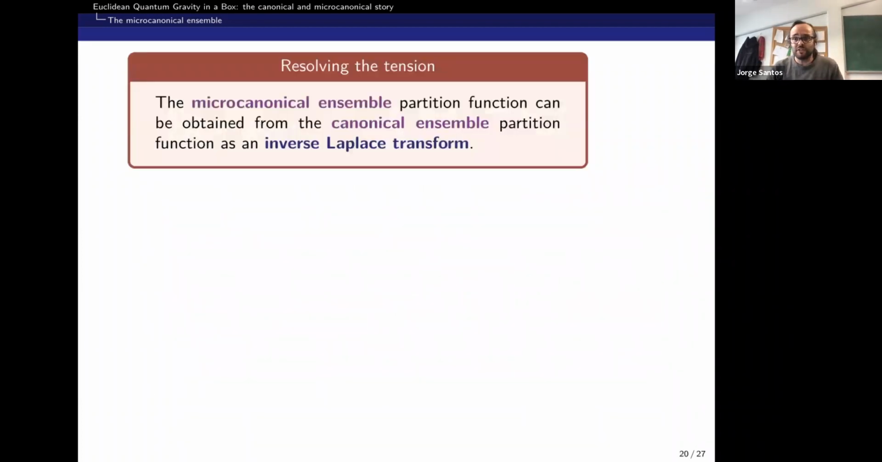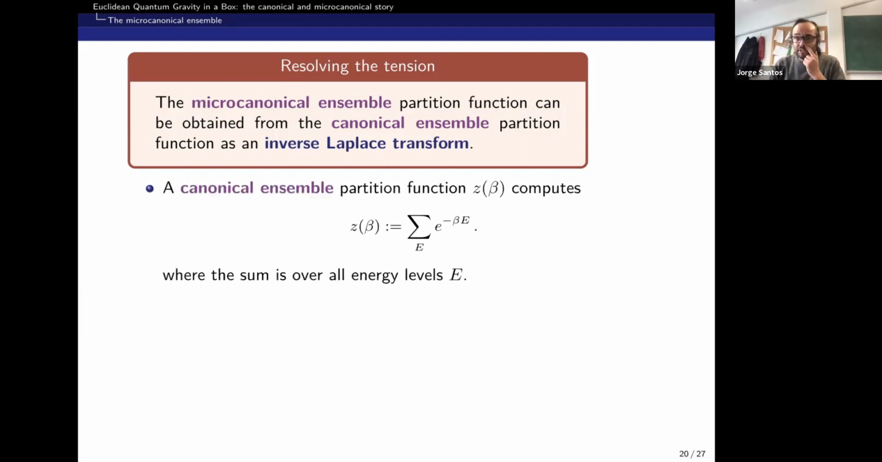This is a long story, and I don't have time to cover it whatsoever. But the idea is that there is a way of reading off the microcanonical partition function from the canonical partition function via an inverse Laplace transform. Now, not everybody knows about this. Stephen actually knew about this. Read his early papers. This is all written there. So let me tell you a little bit how this arises.